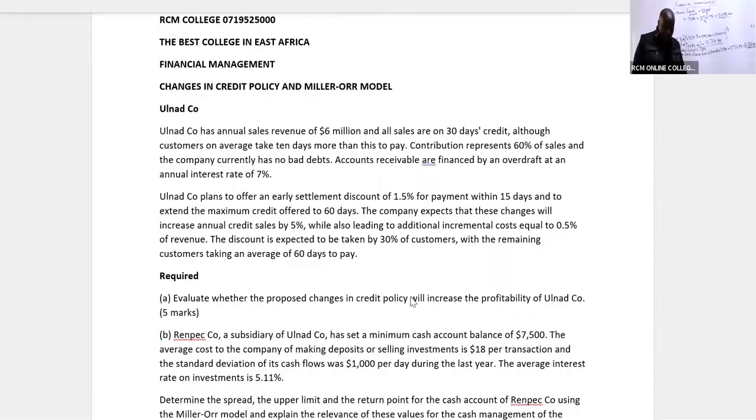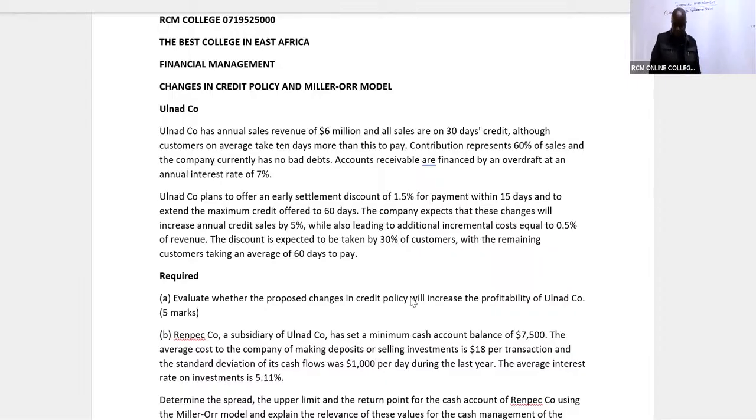On this existing policy, first of all, I would want to know the current average collection period. That's where we begin from. Before we look at the proposal, before we look at the change, we start with the current. Very easy. So come here and give us the current average collection period.